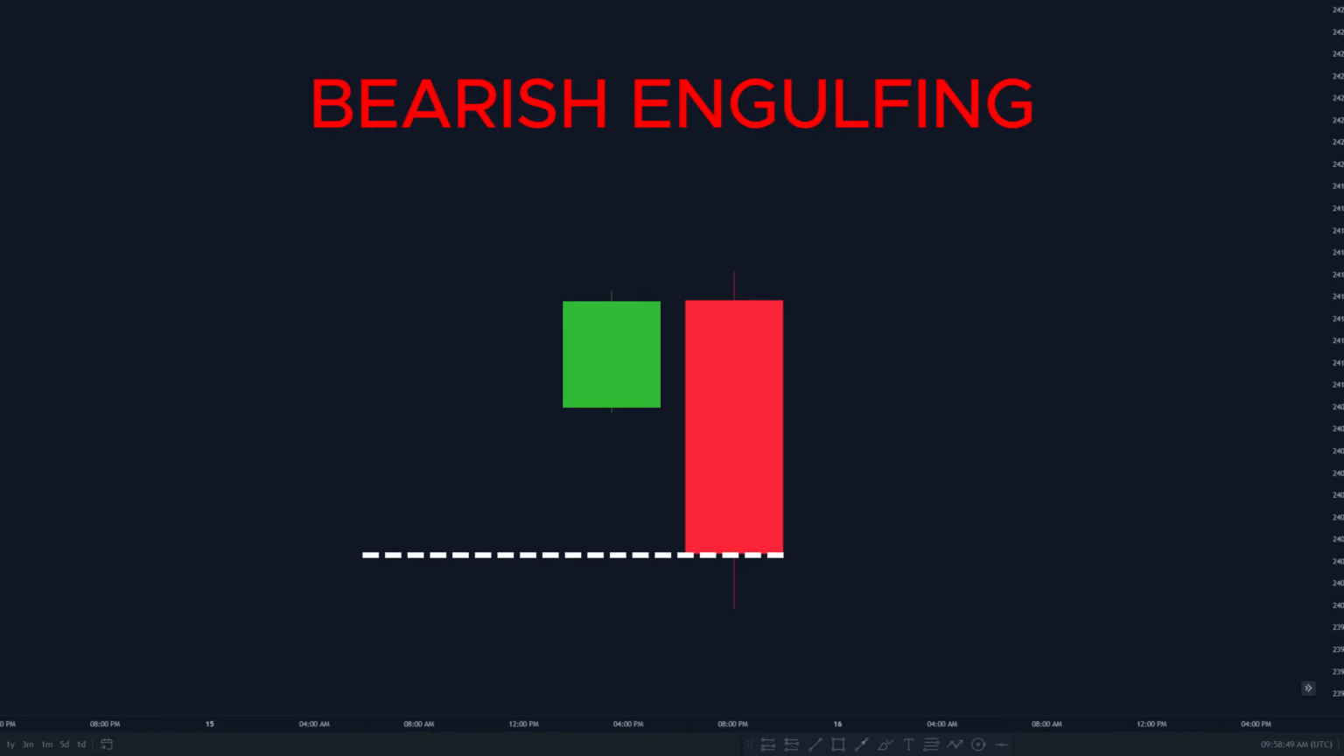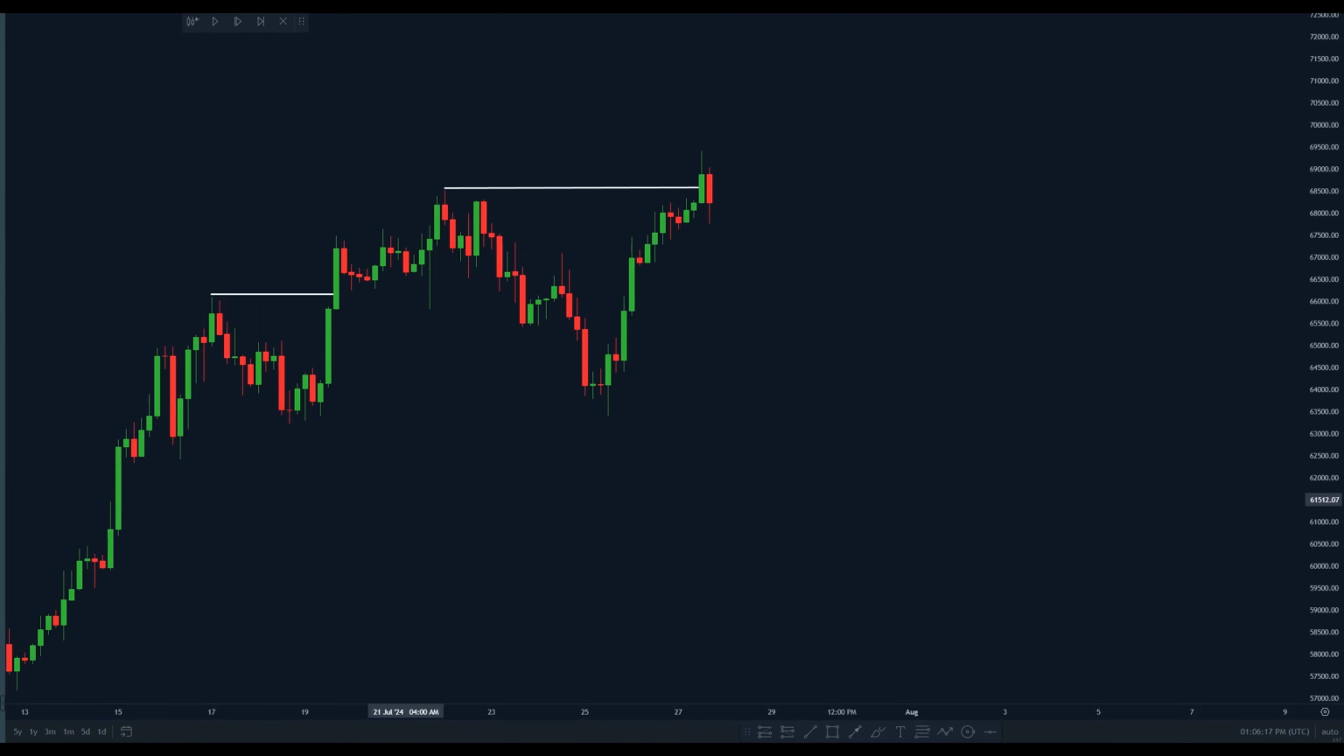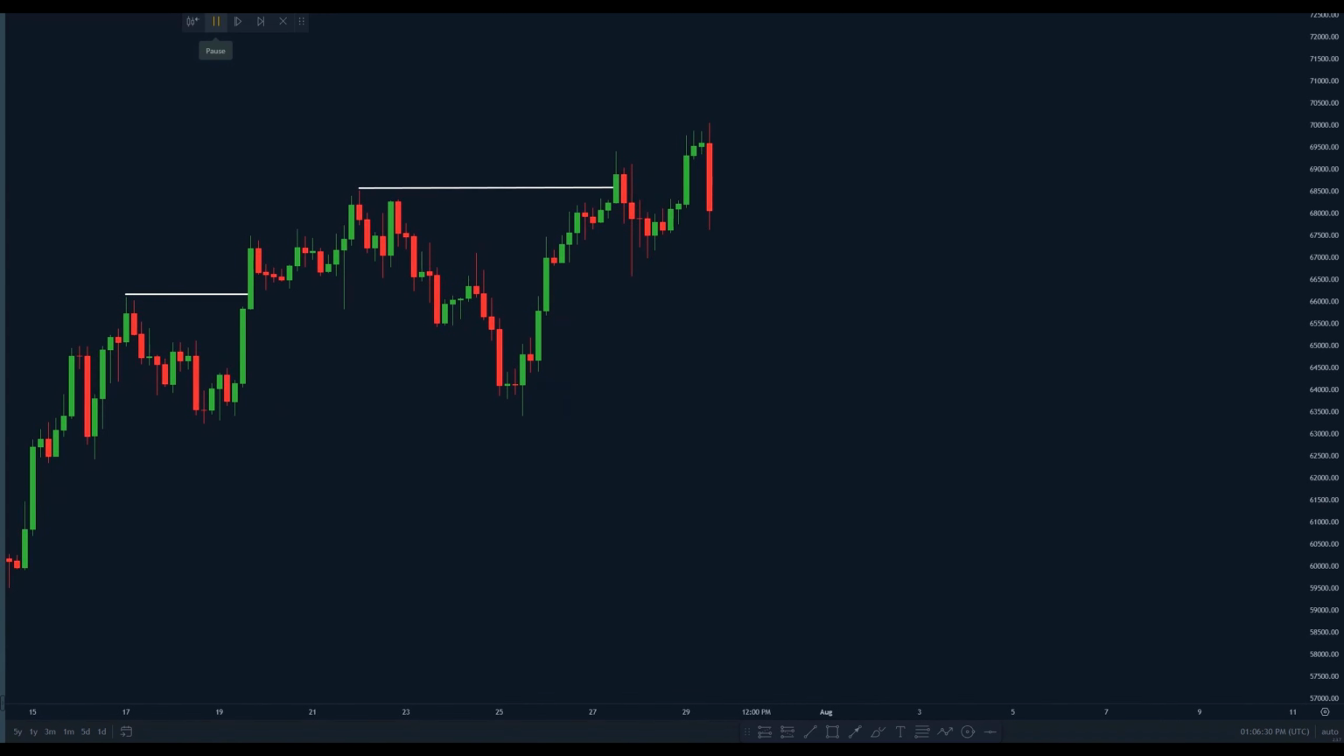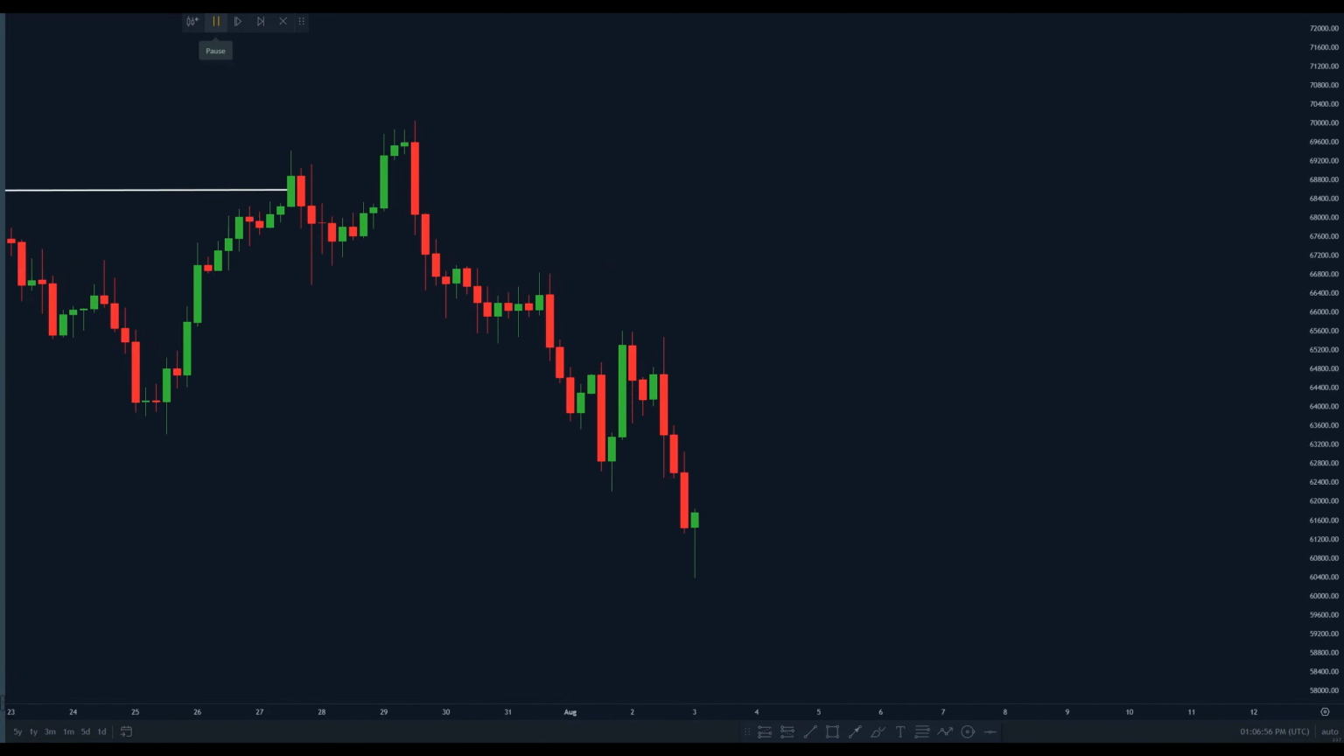Let's see some real chart examples. The price is in a bullish trend and making a series of BOS. And suddenly a bearish engulfing candle formed there, showing that the bullish trend is now going to end and the sellers are in control. So we can open a short position here, and look what happened.